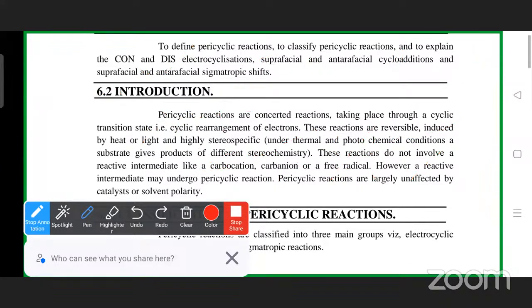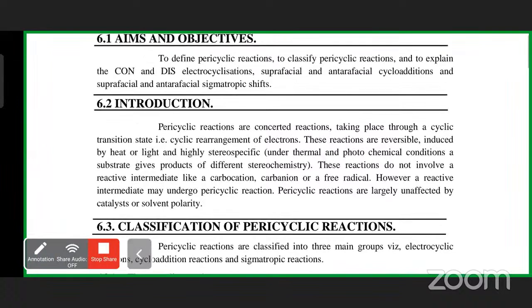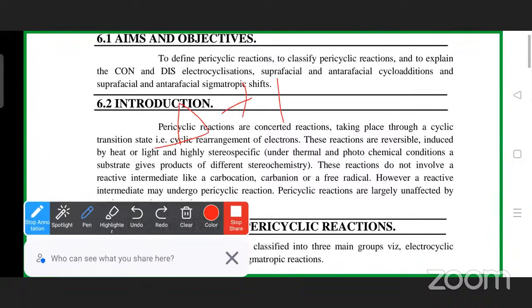All the pericyclic reactions proceed by the formation of the transition state. These pericyclic reactions take place under thermal or photochemical conditions. So they are carried out in thermal conditions or photochemical conditions, in the presence of delta, which means thermal, or photochemical, h nu. Both conditions are favored here.